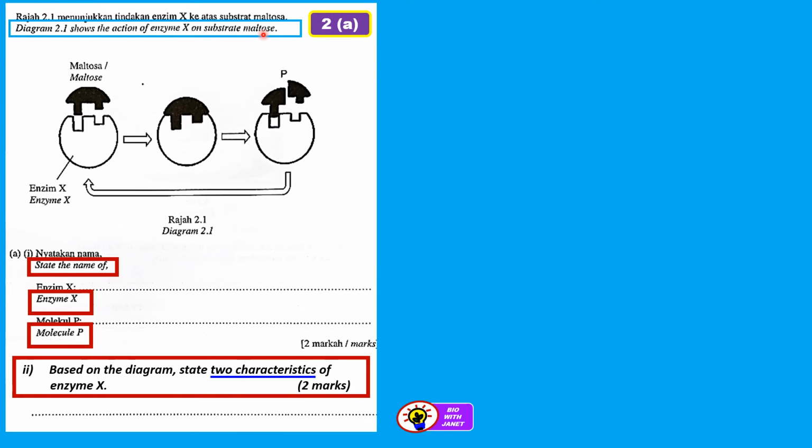Okay, second question. Diagram 2.1 shows the action of the enzyme X on the substrate maltose. Okay, so take note. Enzyme X on substrate maltose. So the substrate is maltose. So what is the enzyme? It must be maltase, right? So just change the OSE to ASE here. Okay, you can try the questions here and then we'll look at the answers or discuss the answers in a short while.